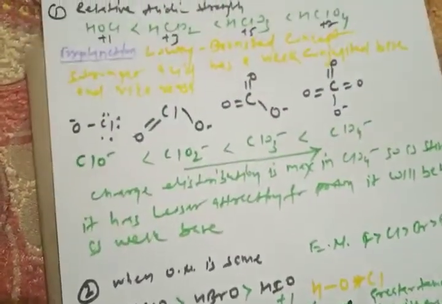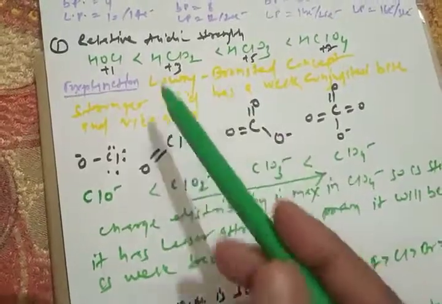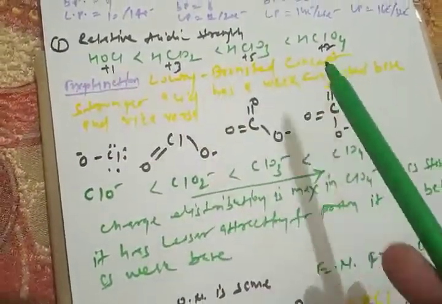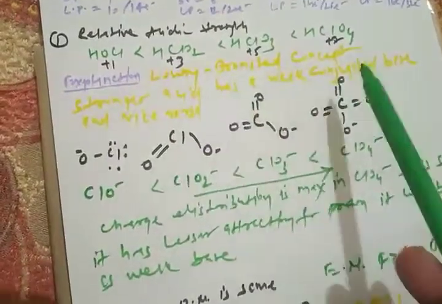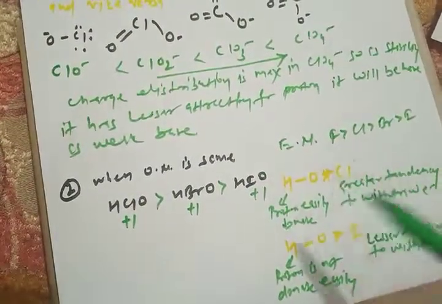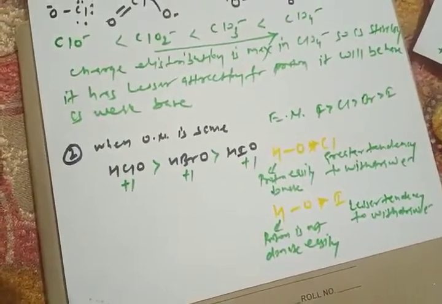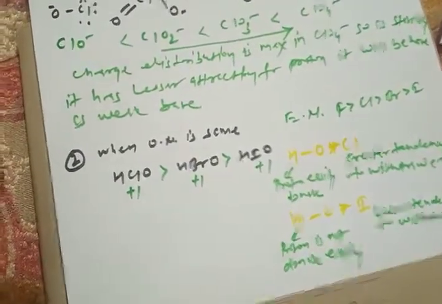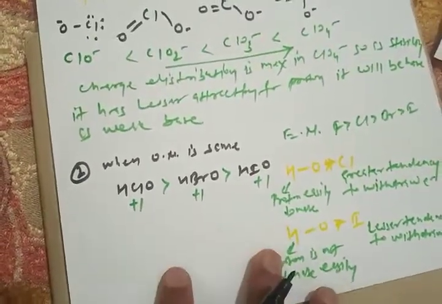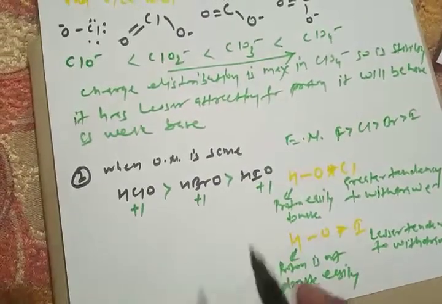So we have discussed two examples of relative acidic strength. The first example is based on different oxidation states, so this concept is clear by the conjugate base concept. And the second one, when the oxidation number is the same, is based on electronegativity. So this is all about the first lecture on the halogen family, where we discussed the various properties of halogens and oxoacids of halogens.